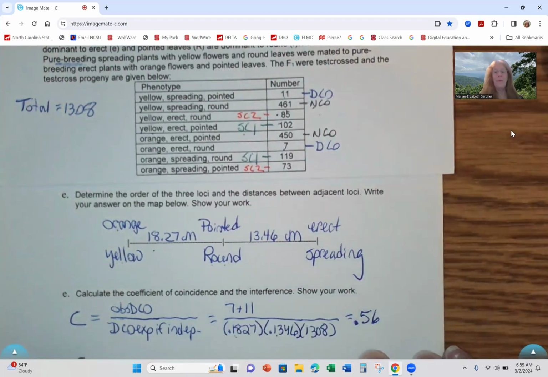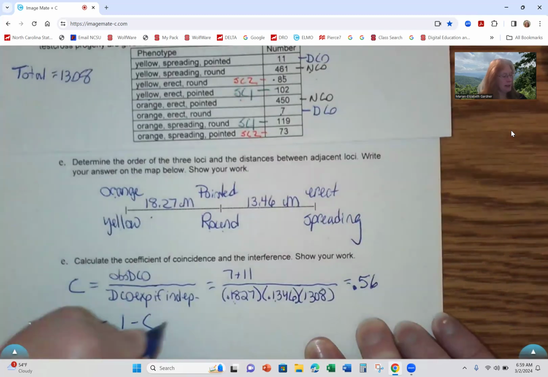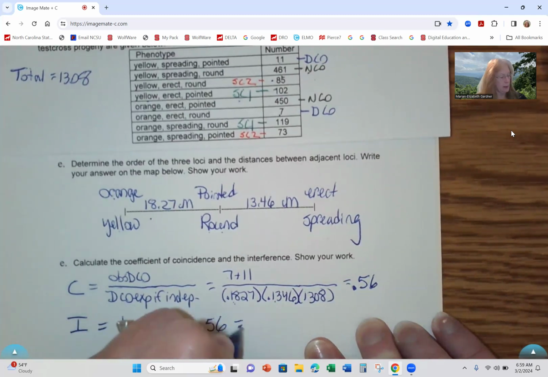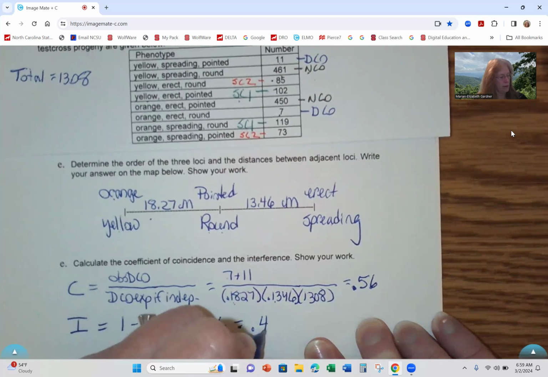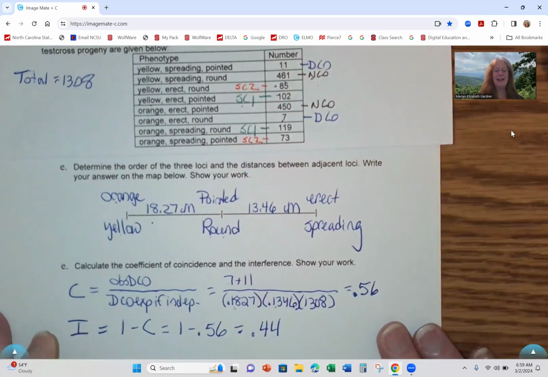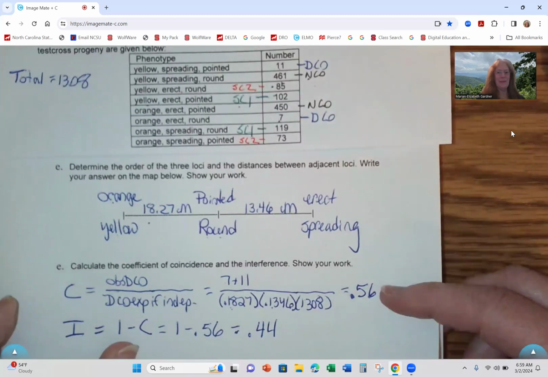Pretty far away from 1. We would expect this to be 1 if crossing over was independent between those two regions. The interference is 1 minus the coefficient of coincidence, so 1 minus 0.56 is 0.44. So 44% of the time, we got interference between crossing over in those regions.